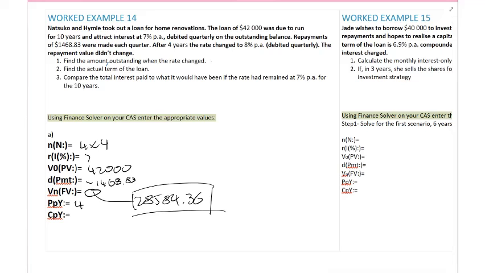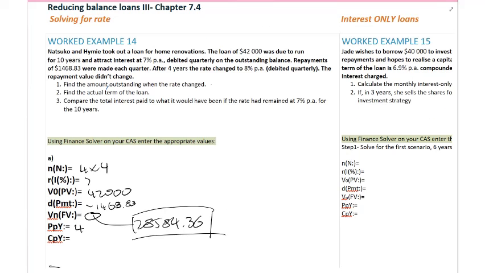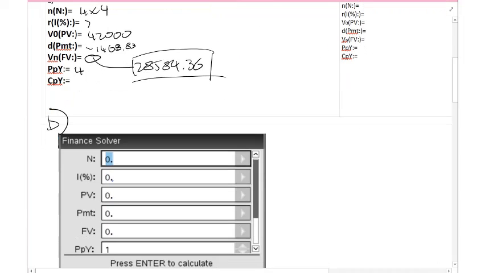So now we've got to find the actual term of the loan. So what we need to do is we pay off the rest of it, where now my PV is 28,584 and 36 cents. My FV is 0. My PPY is still 4. My payments are still 1,468.83. But after N, so after the repayments, this is now 8%.